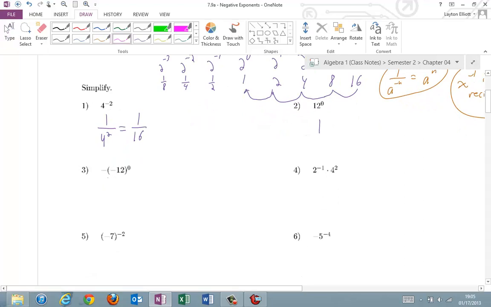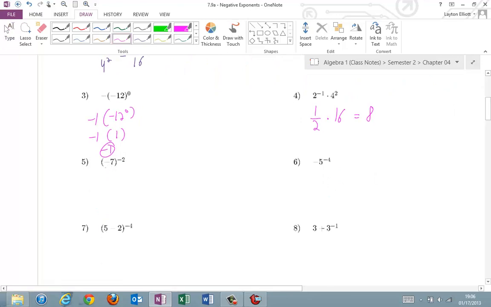Negative 12 to the 0 power. We're going to follow order of operations here and raise to the exponent first. 12 to the 0 power is 1, but this is still a negative out in front. So I'm going to rewrite this. This is negative 1 times 12 to the 0 power, which is negative 1 times 1, which is negative 1. Number 4, if we follow that, this is 2 to the negative 1, which is 1 over 2, times, and 4 squared is 16. 1/2 times 16 is 8.